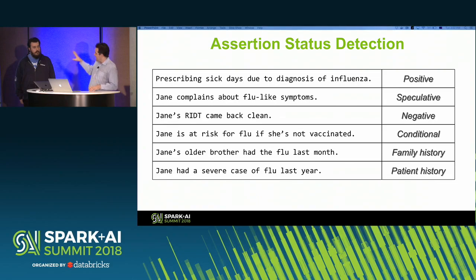Other than that, 2 other things that are usually wrapped under this problem are being able to differentiate between statements about the patient versus statements about other people. Okay, so if Jane's older brother had the flu last week, but they share the same room, then it's actually relevant because maybe that's why Jane has got the flu this week, right? But we need to know that this is a statement about another person.